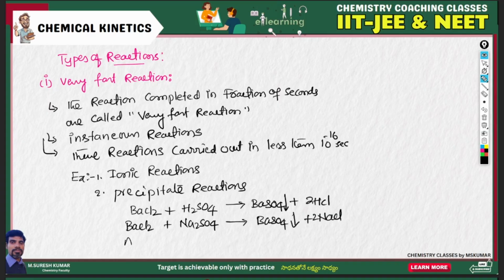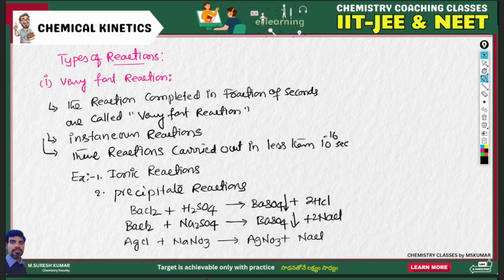Even AgNO3 treated with sodium chloride NaCl produces AgCl plus NaNO3. Here AgCl is the white precipitate. Like that, precipitate reactions, ionic reactions, even neutralization reactions, these are very fast reactions. Clear my dears? Next, even combustion reactions. Okay? These all are very fast reactions.